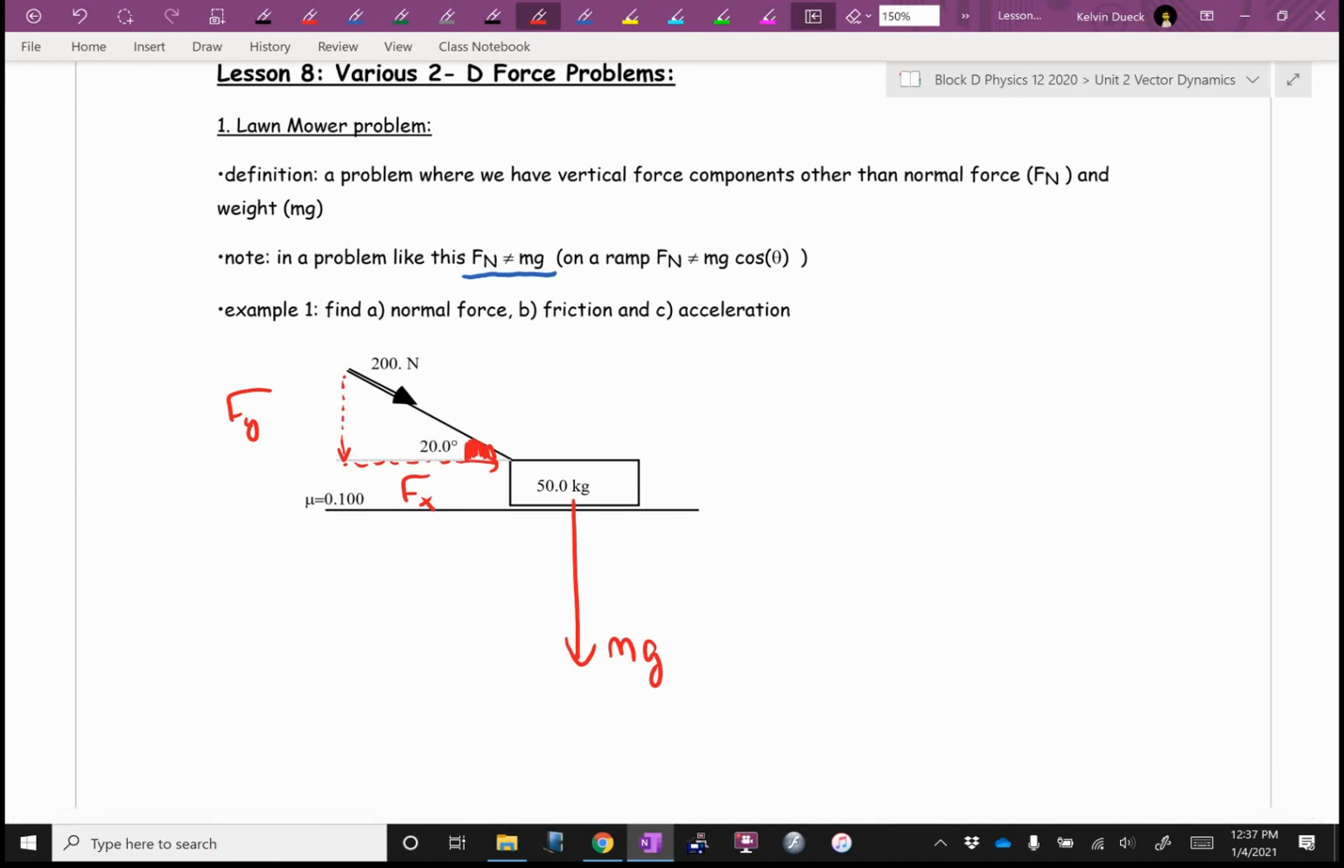There are two forces down. Can you see them? What are they? I'll give you a hint. One of them's mg. 200 is not down. That's at an angle. We're never going to use the angled one. What? Fy, FYI. Yes. Okay.